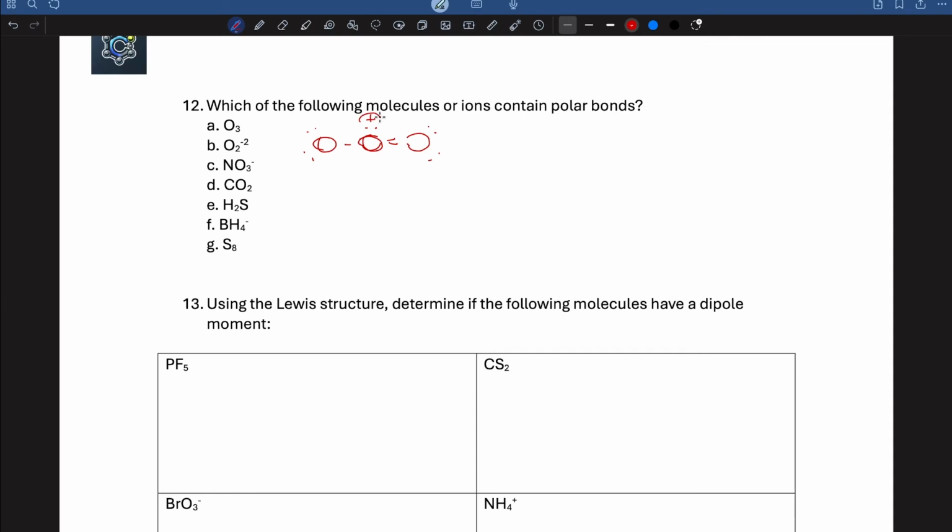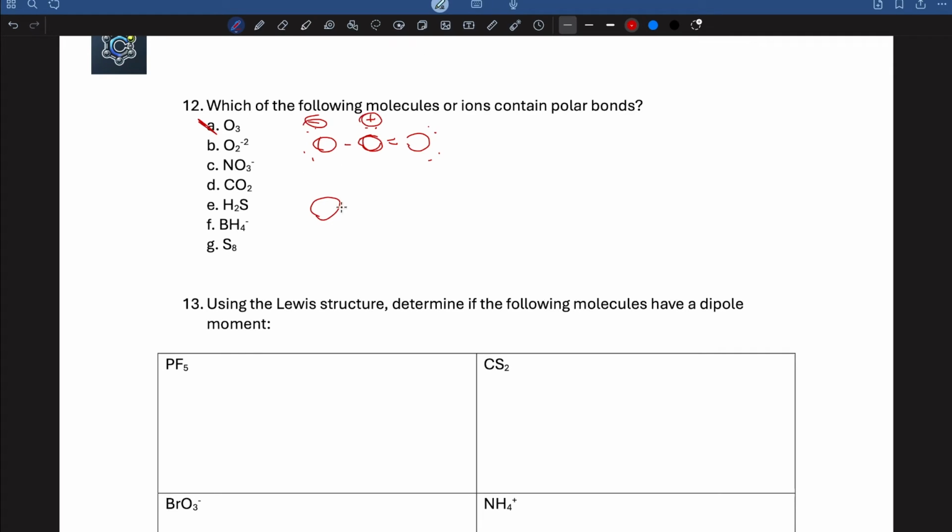And this middle oxygen is positively charged, while the oxygen on the left is negatively charged. And each of these bonds, oxygen-oxygen bonds, are all nonpolar. And none of these bonds are actually polar. So we can eliminate A, right? Ozone does not have any polar bonds.